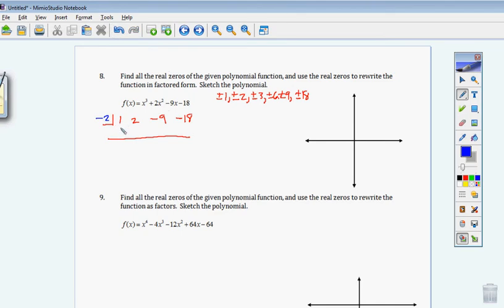All right, so here we go. Drop down the 1. 1 times negative 2 is negative 2. Now we got ourselves a 0 when we add down. Now we have a 0. Now we have a negative 9. Now we have a positive 18. And we do get our remainder of 0.